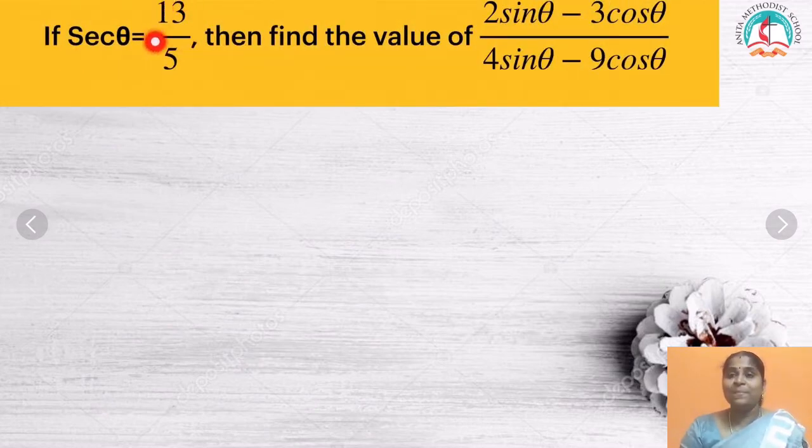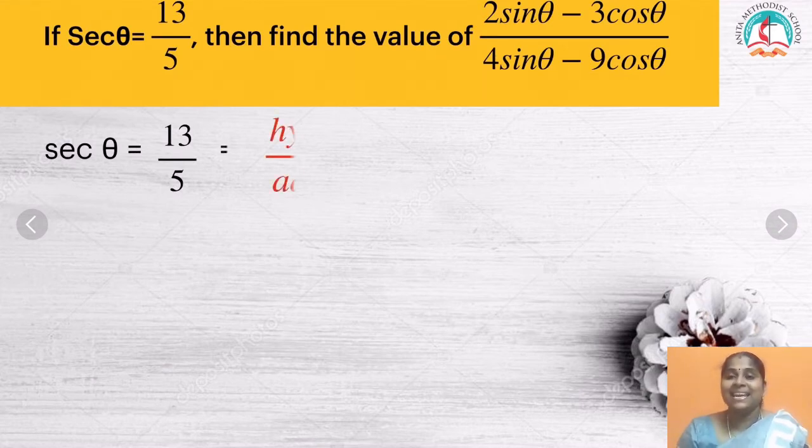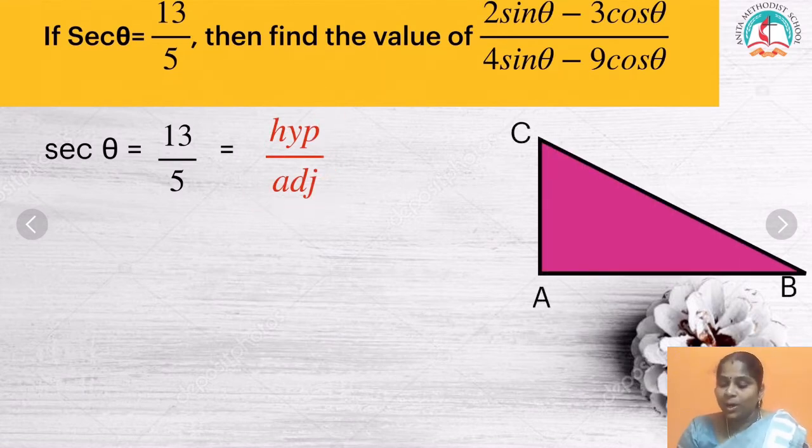Look at this problem. If secant theta is equal to 13 by 5, then find the value of 2 sin theta minus 3 cos theta by 4 sin theta minus 9 cos theta. Using these two sides, we need to find the third side, and after that we have to find sin theta and cos theta. Look at this. We all know how to write the secant theta. Yes, children, it is hypotenuse divided by adjacent.